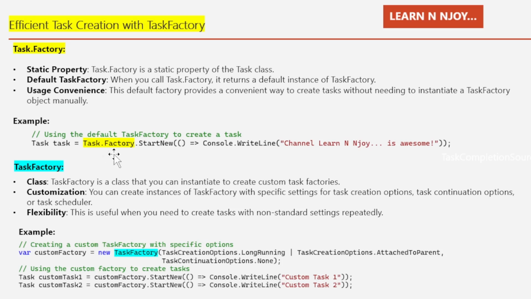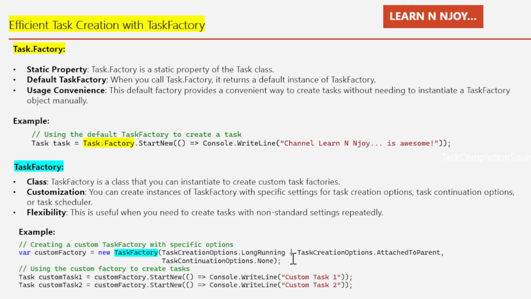So here, let's understand it with the help of the examples shown here. Let's suppose we want to create tasks that are long running and attached to a parent task. We can set up a custom factory like this. That's what I have written, where customFactory is equal to new TaskFactory, TaskCreationOptions.LongRunning and TaskCreationOptions.AttachedToParent, comma, TaskContinuationOptions.None. So this is how we create a custom task factory with specific options shown over here.